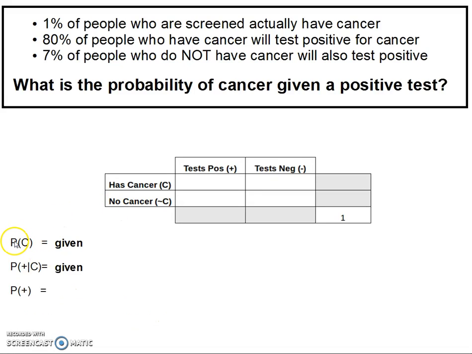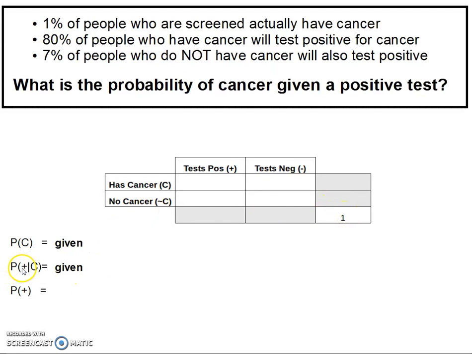So these are given to us. The probability of having cancer is given. That's 1% of people have cancer. So that's the marginal. The people who have cancer and test positive, the people who have cancer and test negative, you add up all those and you get the total percentage of people who actually have cancer. In this case, that's 1%, so that goes here. So the percentage of people who have cancer added to the percentage of people who do not have cancer has to equal 100%, right? So 1% plus 99% equals 100%. So that's 0.01 and 0.99.